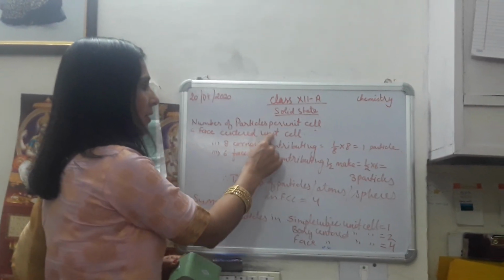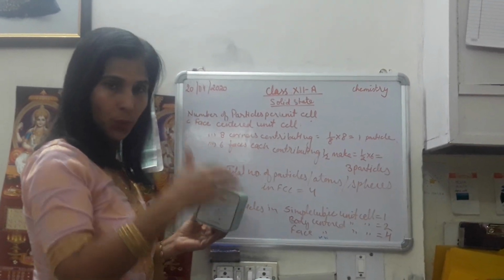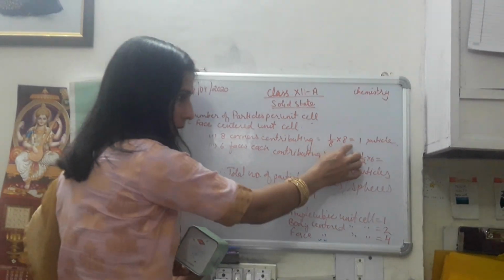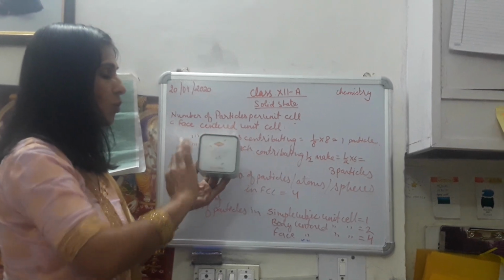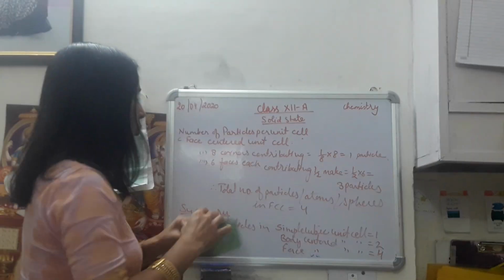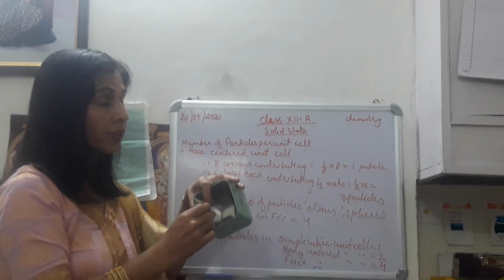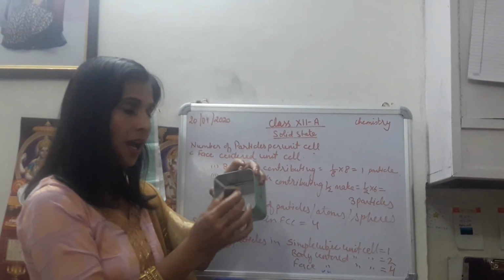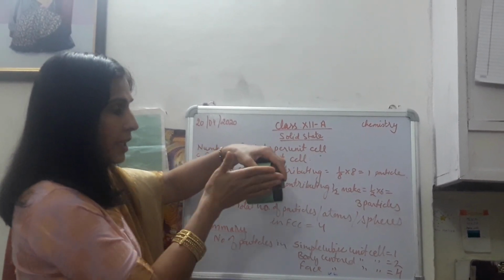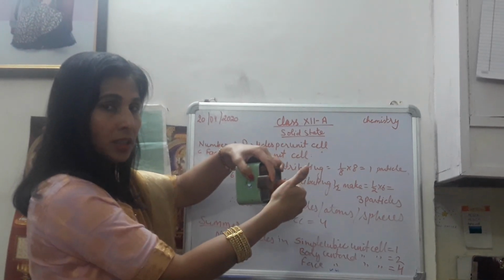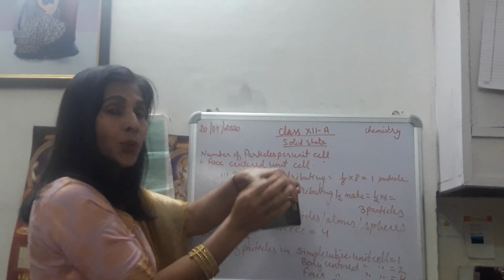Next is face centered unit cell. So 8 corners contributing 1 by 8 each, total making 1 particle. Now it has 6 faces, 1, 2, 3, 4, 5 and 6, and 1 particle at each face. Now children, you have to look at it really carefully, because the face has the particle something like this, which is half protruding into one unit cell and half into the other. Therefore, only half of the particle is available per unit cell.